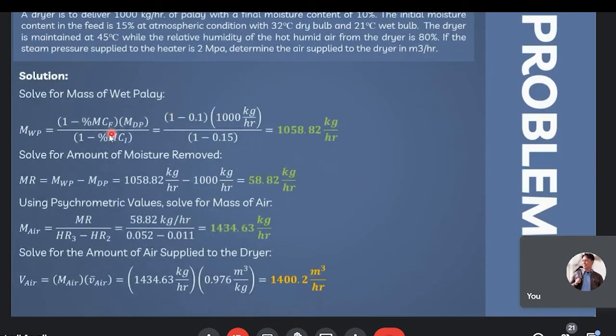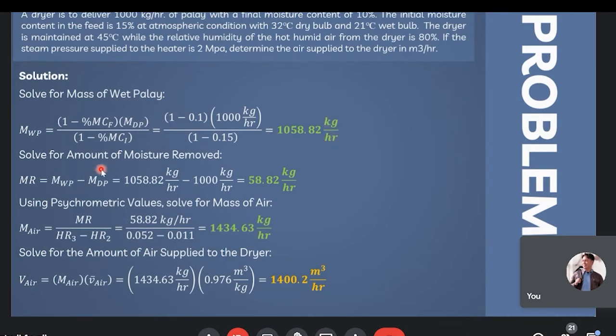So, solving for the mass of the wet palay, we have the formula: mass of wet palay is equal to 1 minus the percent of moisture content final multiplied by the mass of the dry palay divided by 1 minus the percent of moisture content initial. So, yung final natin, gusto natin ma-achieve is 10%, so that is 0.1, multiplied by the mass of the dryer, 1,000 kilogram per hour, divided by the initial moisture content, which is 15%. So, yung mass ng wet palay natin is 10,058.82 kilogram per hour.